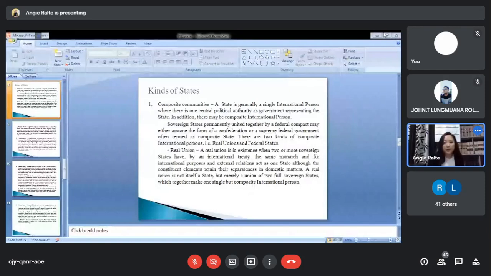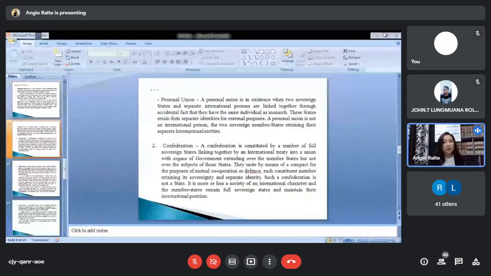Some purposes are more international, external relations. That's one personal union: the fact that they have the same individual as monarch, and these states retain their separate identities for external purposes.